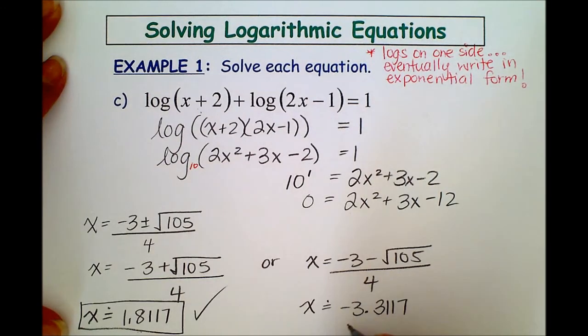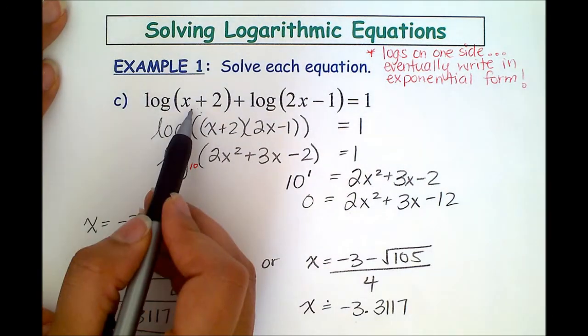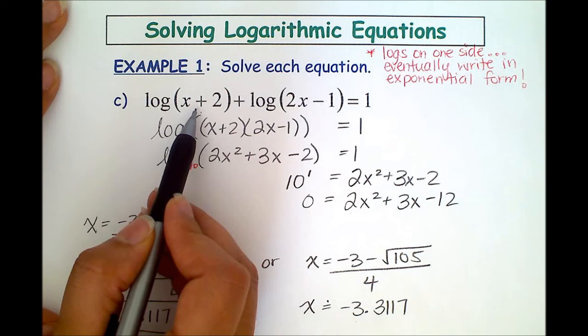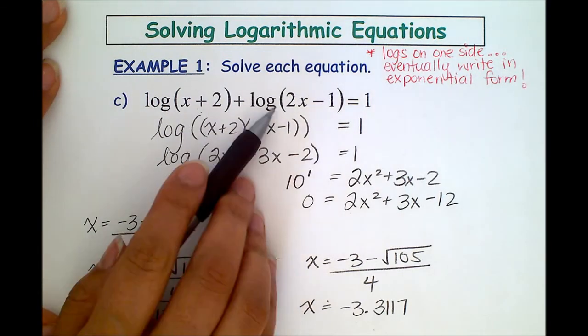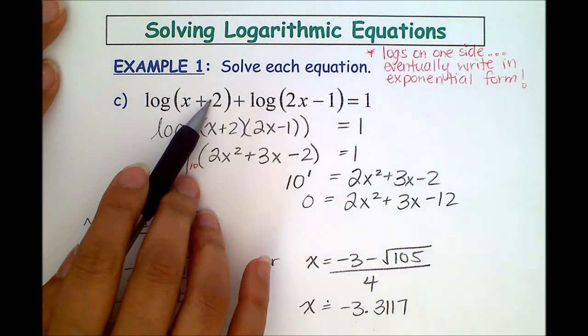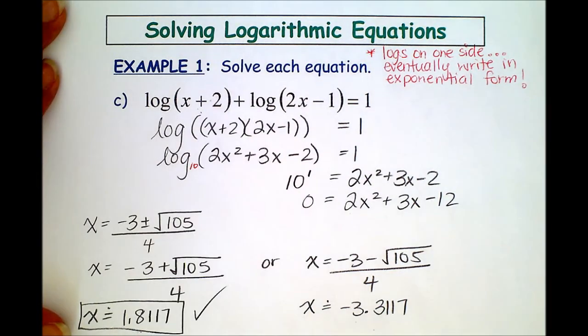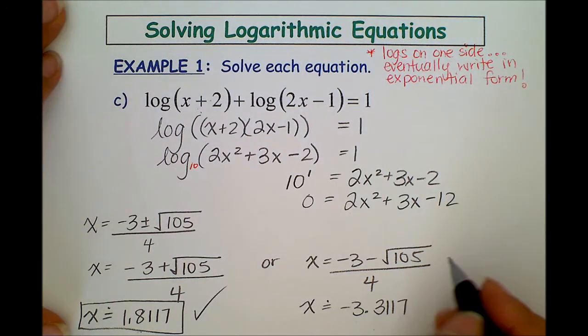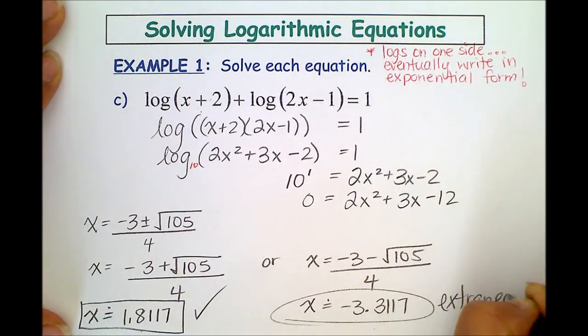Now, if I plug this one in, if I do negative 3.3117, I get plus 2, I get a negative number. So right away, even though it might satisfy this logarithm, it actually doesn't satisfy either one of them in this case, but as long as it doesn't satisfy one of the logarithms in the original equation, then the solution would be extraneous. So this one here is extraneous. Okay, so I only have one answer for this problem.